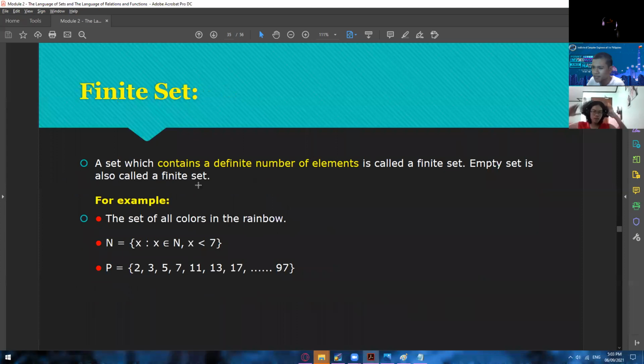Anyway, let's proceed now to the next one, which is called the finite set. So this one is super obvious. It's called finite because we can count the number of elements inside of that set. So it has a limitation. In here we have 2, 3, 5, 7, 17, and up to 97. So it has a limitation.